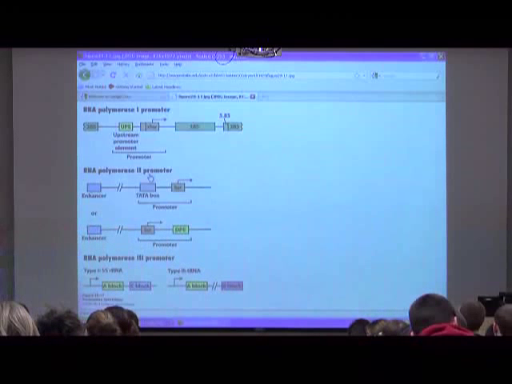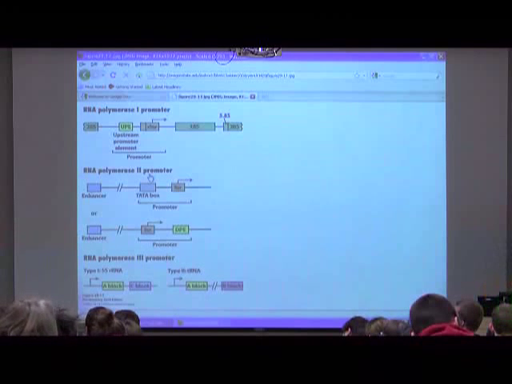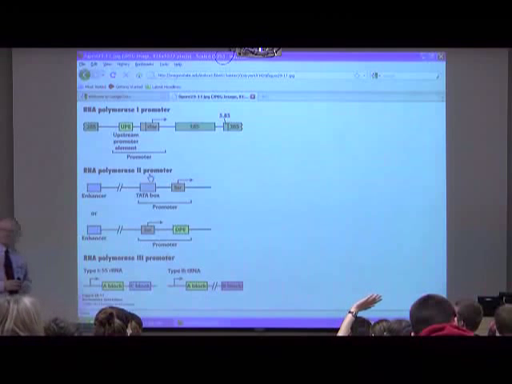Yes, sir? Is that the only source of alpha-amanitin? As far as I know, mushrooms are the only things that make it. And there's only certain mushrooms that make it. Yeah. I don't know of other sources available. Bioterrorism toxin there, right?